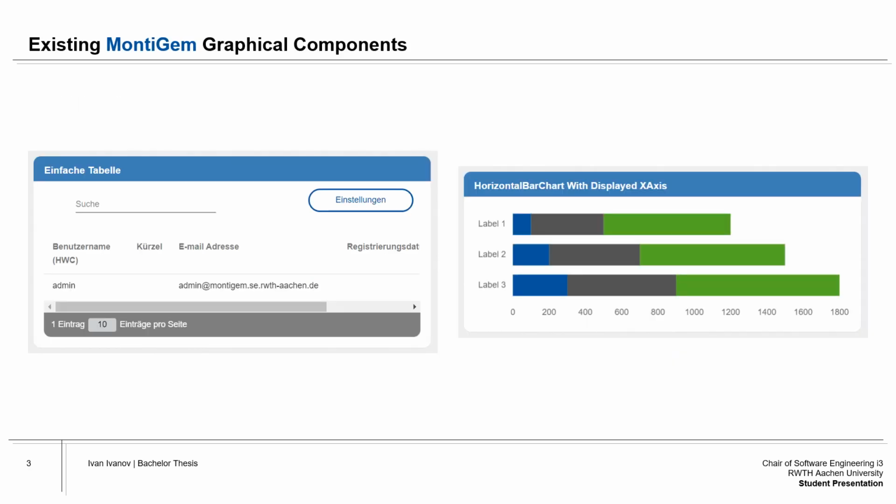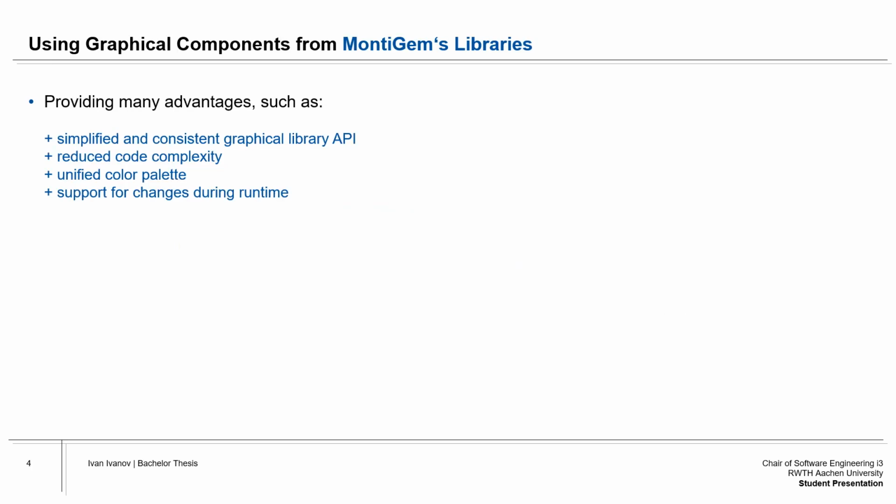In order to visualize information in such systems, MontiGem offers a variety of different graphical components, such as simple data tables and some generic types of charts like bar and pie charts. The framework, however, still notably lacks some prominent features in the enterprise world. Such are the various types of financial charts, which are used to extend the existing chart library and which I'm going to show you in this video.